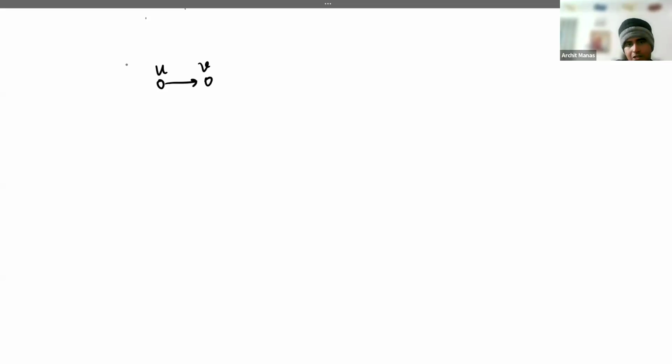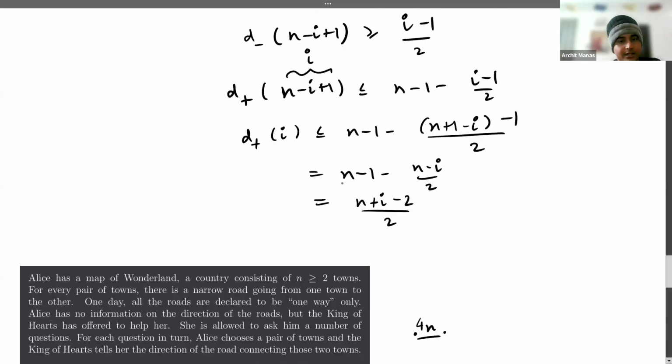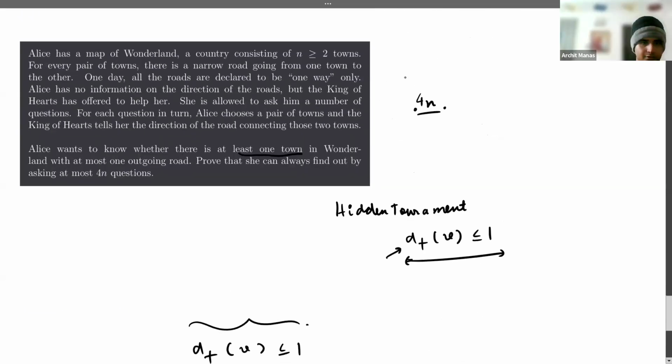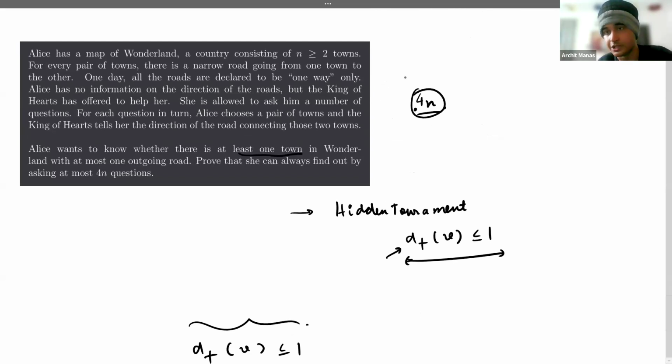So now let's say you want to question another vertex. Which of these would you perhaps ask about? V and W. Okay, the question is right here, and the question just says that you have a hidden tournament. You have to ask up to 4 edge direction questions, and you have to check if there is at least one vertex with out degree at most one. All right. Okay, good.